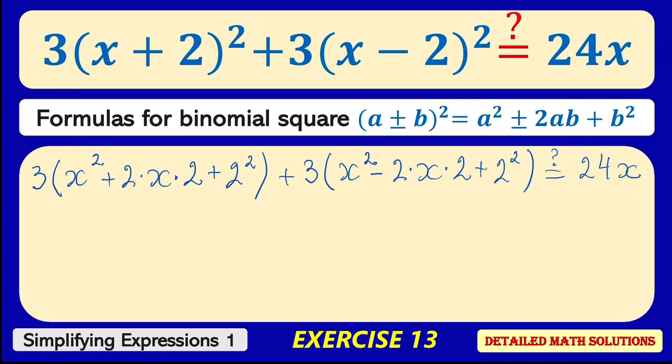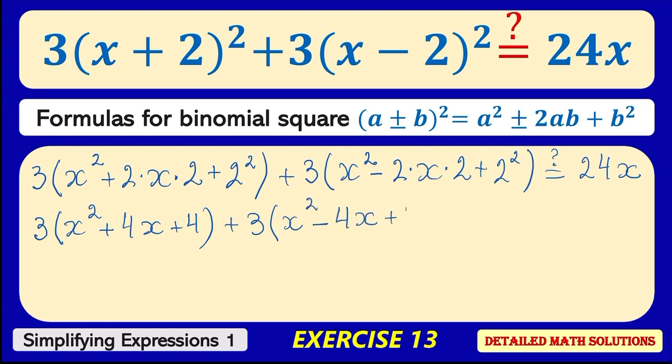Next, I'm going to simplify further. This equals 3 times (x² + 4x + 4) plus 3 times (x² − 4x + 4). And again, I need to see if this equals 24x.